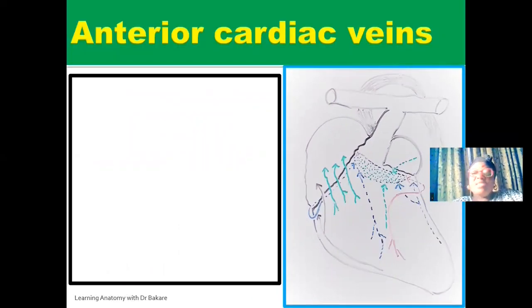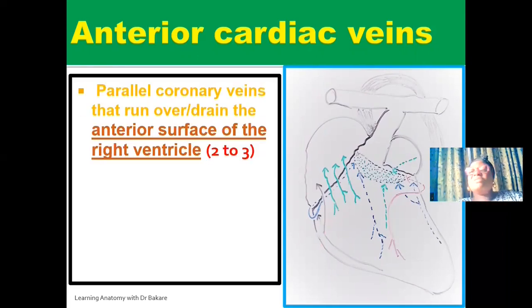The next venous drainage part of the heart is the anterior cardiac vein. We've described the coronary sinus and its tributaries, and that is the major part through which the venous blood of the heart will be drained. The second part through which the venous blood of the heart can also be collected into the right atrium is through the anterior cardiac vein. The anterior cardiac vein is seen in the anterior surface of the right ventricle, and they are usually about 2 to 3 or sometimes even 4 in number.